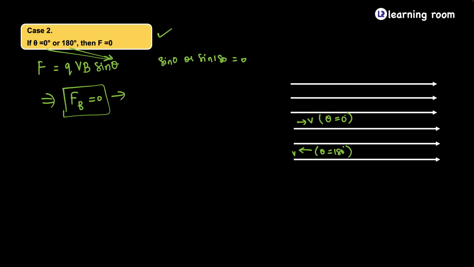Because this is a very, very common mistake that happens. When force acting on a particle is zero, velocity need not be zero. It is only acceleration that is zero. But acceleration can be zero under two scenarios. What is it? When the velocity is zero or when the velocity is constant. So what is going to happen in this scenario is the particle will still move, but with a uniform velocity.